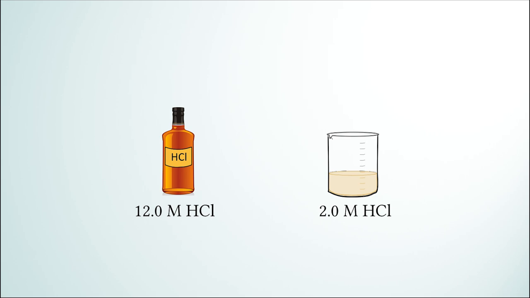This means that he will take a small amount of the concentrated acid and add water to it. But he needs to know exactly how much of the original solution to use and how much water to add. This can be done using a dilution equation.